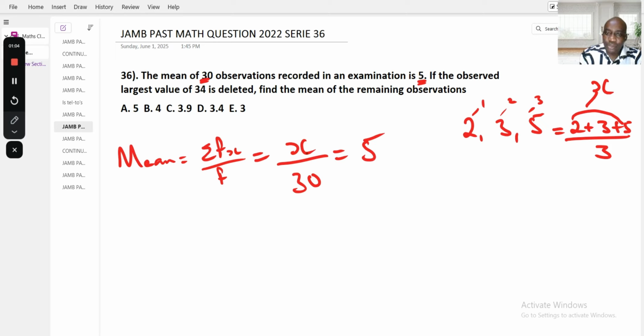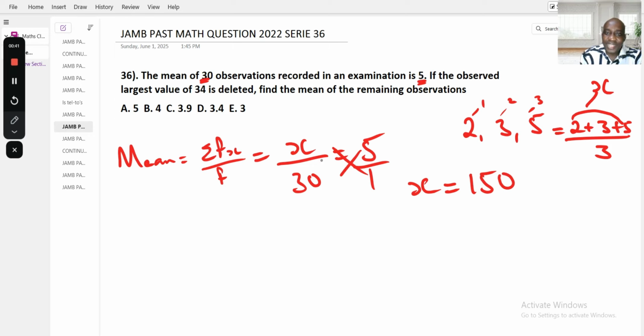Now let's calculate this one. Substitute for x to look for x. Divide both sides and cross multiply. Cross multiply. x multiplied by 1 is going to give us x. 30 multiplied by 5 is going to give us what? That will give us 150.